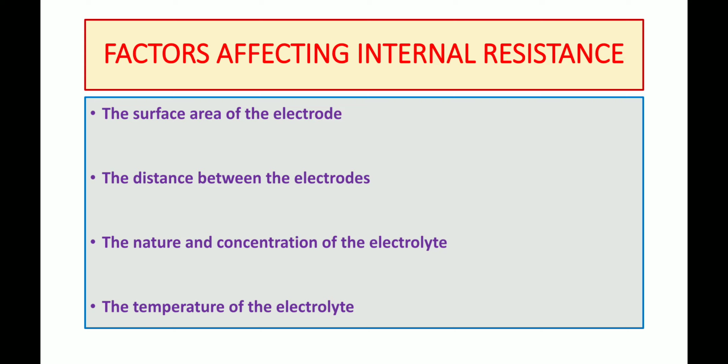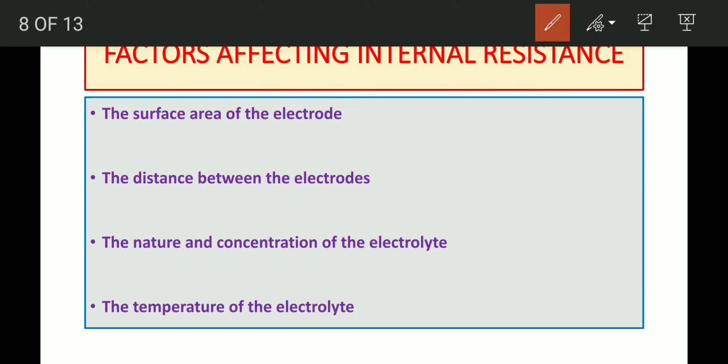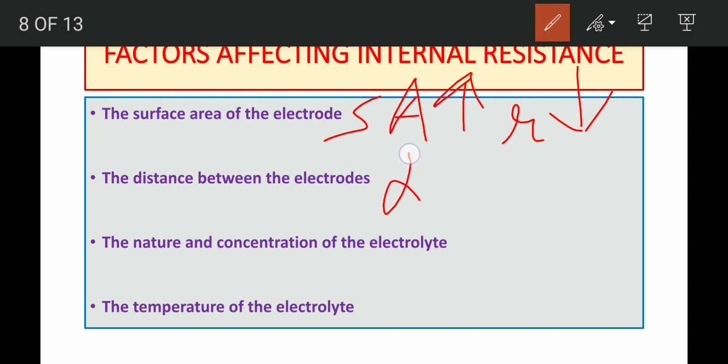Next comes the factors that affect internal resistance. There are 4 factors. First is surface area. The greater the surface area, the lesser will be the internal resistance. The greater the distance between the electrodes, the more will be the internal resistance.